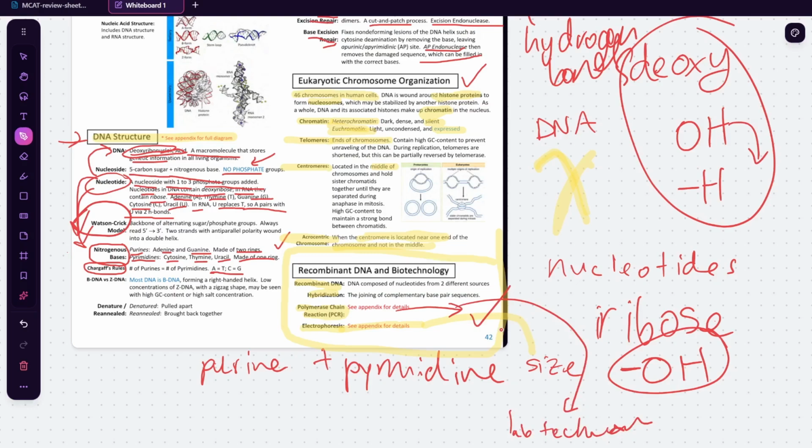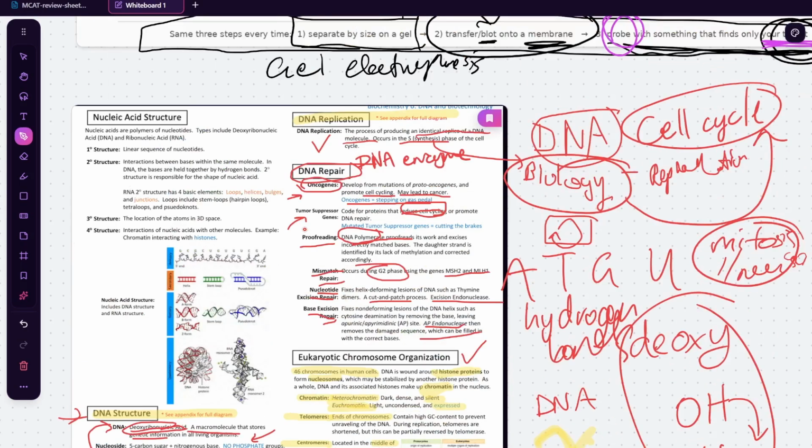For recombinant DNA, you can take DNA from two different sources. And then what you could do is hybridization. So it would be the joining together of the complementary base pair sequences. So complementary DNA strands are mixed, heat denatured, and allowed to reanneal and come back together. And if they're complementary, they will stick together. And this is how you detect certain DNA sequences. All right. And then we can go into nucleic acid structure.